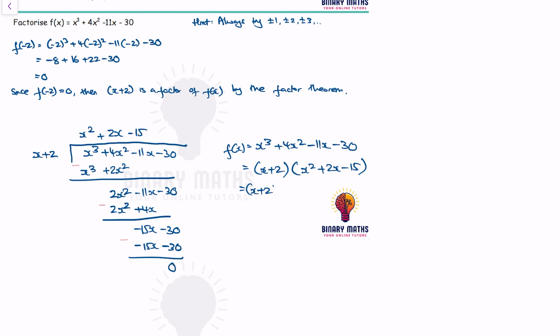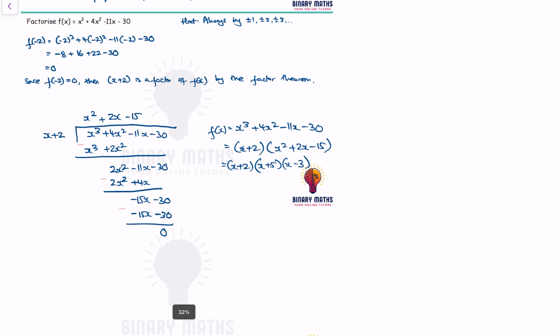Okay, x squared plus 2x minus 15 can be factorized into 2 brackets. So we know the first term in each bracket is x. I want a product of minus 15 and a sum of 2. It must be positive 5 and negative 3. We were asked only to factorize it, so that is the full answer. So we fully factorized it using polynomial division.